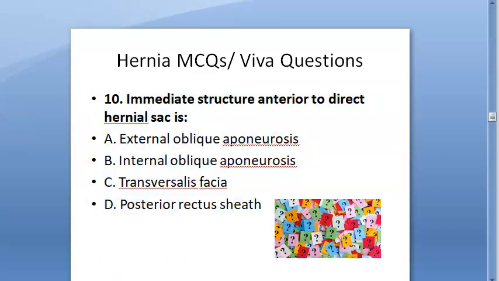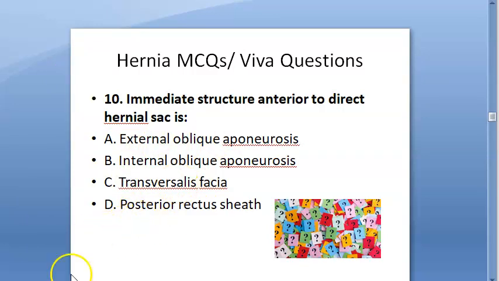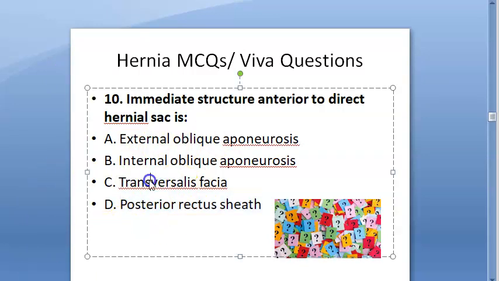So you have a direct, this person standing here, he has a direct hernia. So there's a hernial sac. Immediate structure which is anterior to the direct hernial sac. There's a sac in front of it. Exactly what is there if they ask you what is there. Okay, so think about it. So the answer is transversalis fascia, the textbook says.